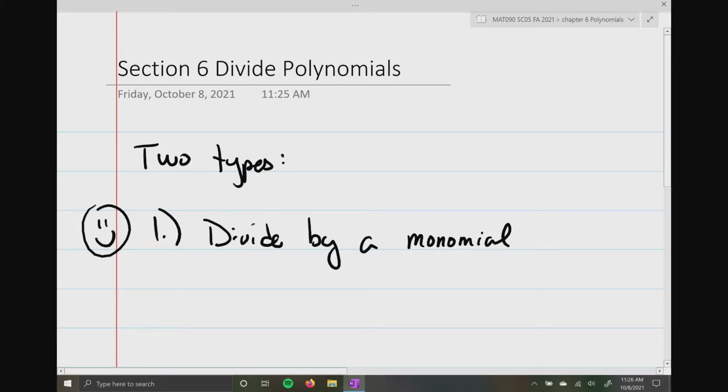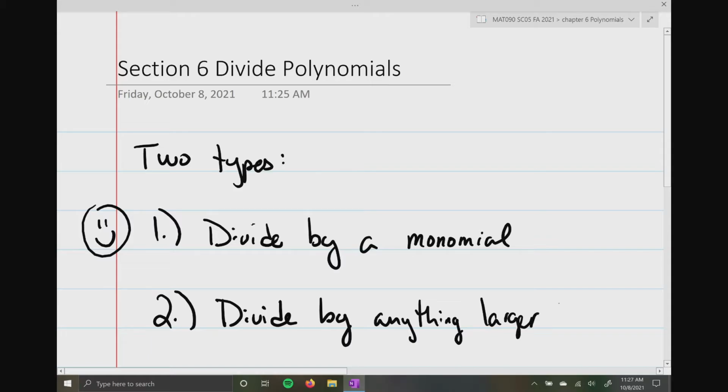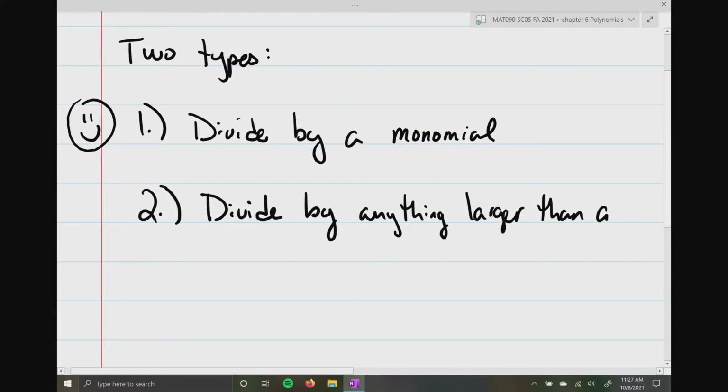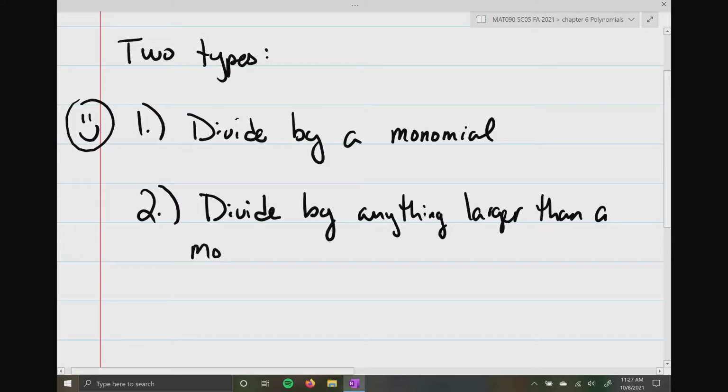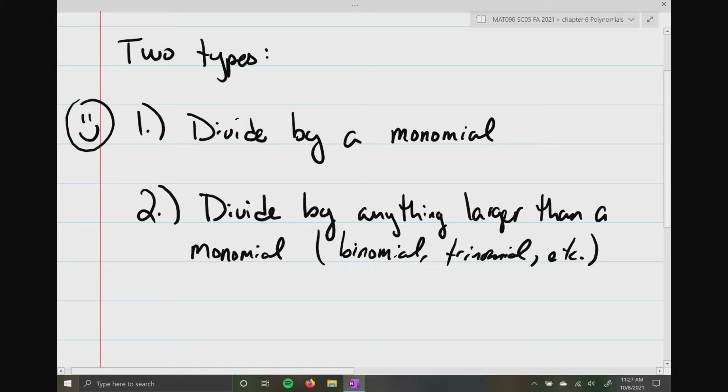The first case or the first scenario we may run into is dividing by a monomial. We like that one. Leah, that one's really easy for us. It is. You'll see why. The second case, however, is dividing by anything larger than a monomial. Examples would be binomial, trinomial, etc. This one is the more difficult one.